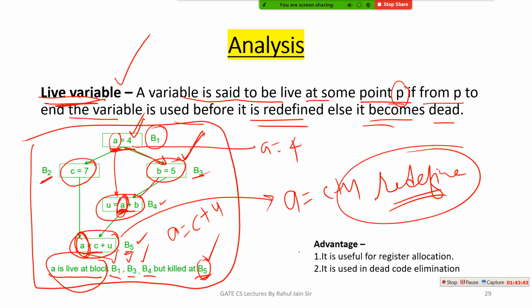And the advantages of live variables are that it is useful for register allocation and it is used for dead code elimination. It is the last topic of today's session. Is it clear, guys, what a live variable is? It is clear to all of you. Due to shortage of time, I am discussing it fast.